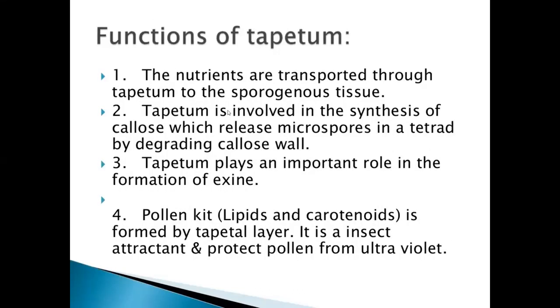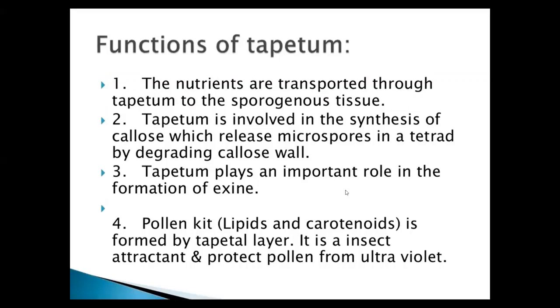What are the functions of the tapetum? The nutrients are transported through the tapetum to the sporogenous tissue, and the tapetum is involved in the synthesis of the callase. It releases microspores in a tetrad by degrading the callose wall. The tapetum plays an important role in the formation of the exine, so the pollen grain is covered with sporopollenin. It plays an important role in the formation of the outer layer of the pollen grain cell wall, that is the exine.